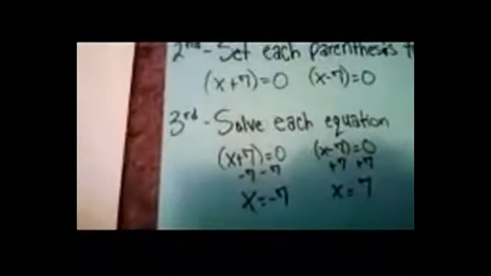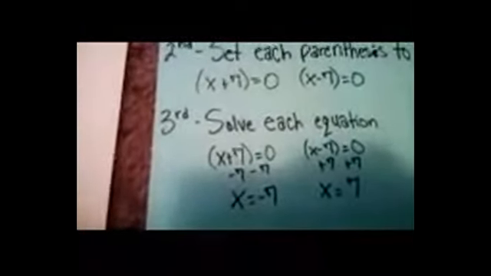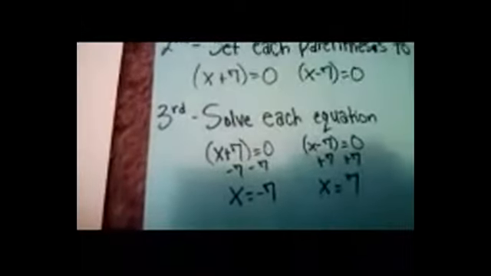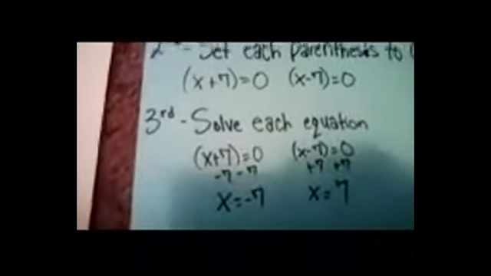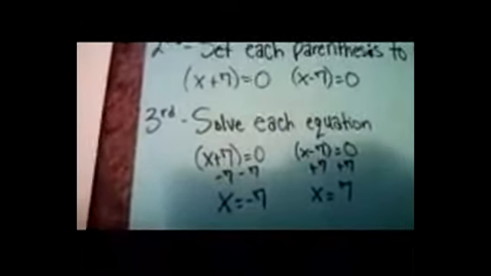So you would get x plus 7 equals 0, and subtract 7 from both sides, leaving you with x equals negative 7. Then x minus 7 equals 0. Add 7 to both sides, leaving you with x equals 7. And this is how we solve quadratic equations by factoring.